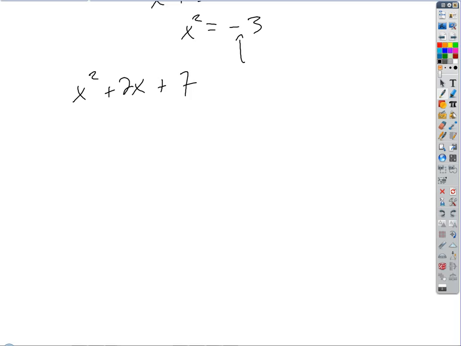And we all know the quadratic formula. X equals negative b plus or minus the square root of b squared minus 4ac, divided by 2a. Okay, so the square root part is b squared minus 4ac, right?